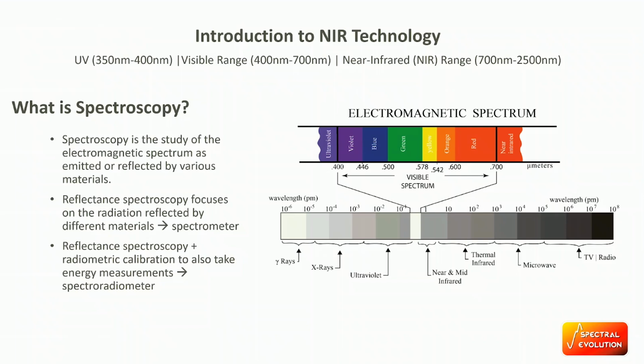Like I said, our spectrometers are typically targeting 350 nanometers to 2500 nanometers. And our spectroradiometers are given a radiometric calibration that allows it to give energy units to these measurements, so it'll measure energy. Reflectance spectroscopy focuses on the radiation reflected by a material. Every material will have different absorption features, which will give you a reflectance curve, which is usually indicative of what the material is, what molecular bonds are going on in it, and its chemical compositions.